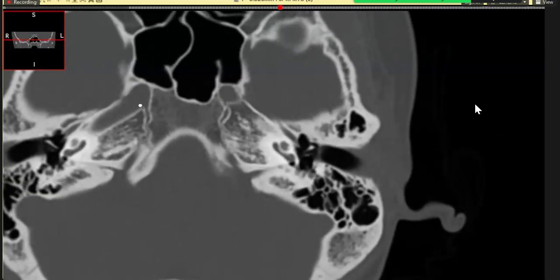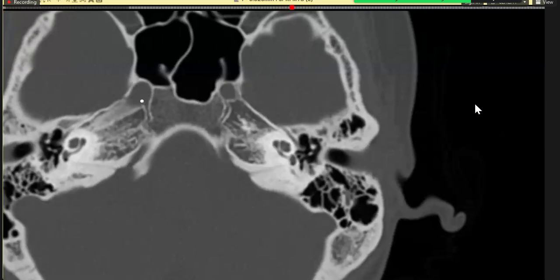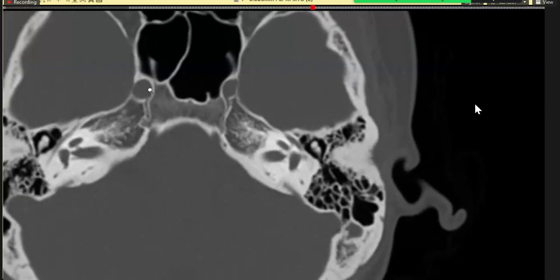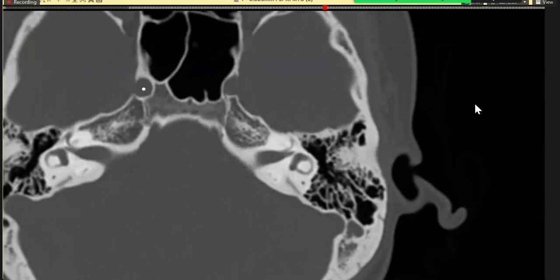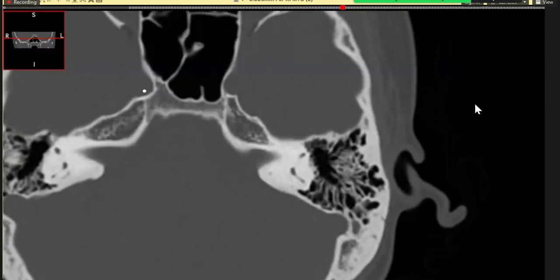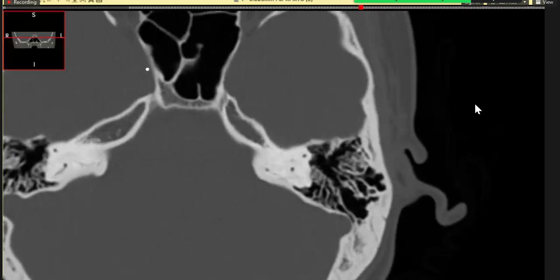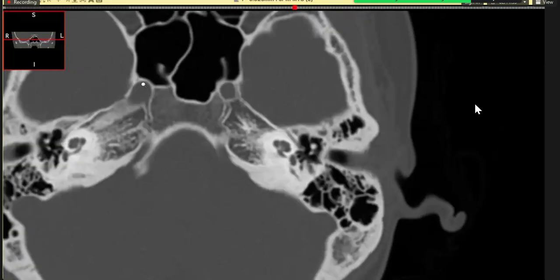It goes superior to the foramen lacerum, which is known as the lacerum portion, and then it goes into the cavernous sinus. Here is the cavernous sinus. And you can well imagine that it passes through the cavernous sinus. So we'll come back to this.